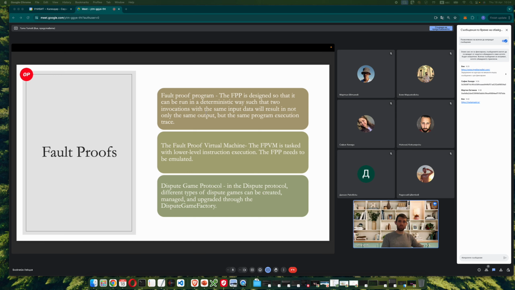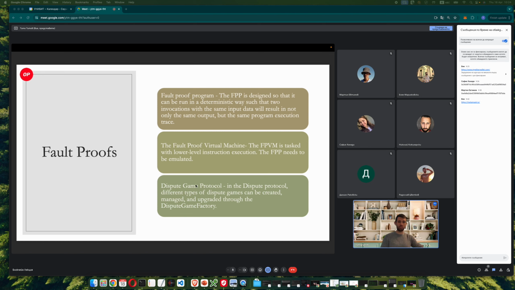Then we have fault proofs. There are basically three components of fault proofs. There is a fault proof program that is designed to, in a deterministic way, check if the transaction is correct or not. Then we have a fault proof virtual machine. It is another module which is again connected to the fault proof program, but it's separated. So the task of this module is to do a low-level instruction execution and check if the transactions will pass.